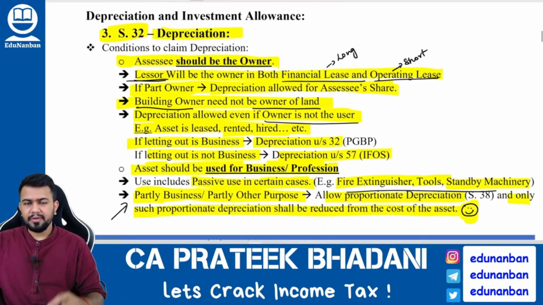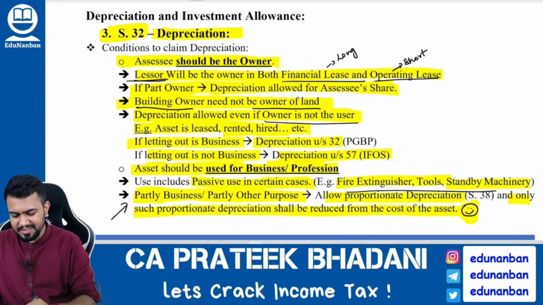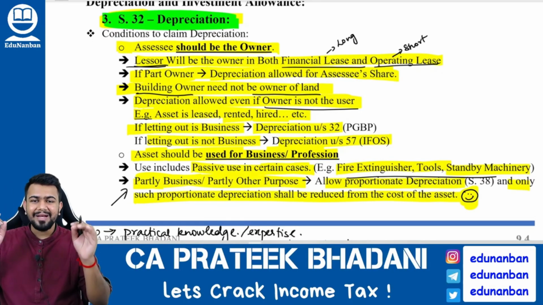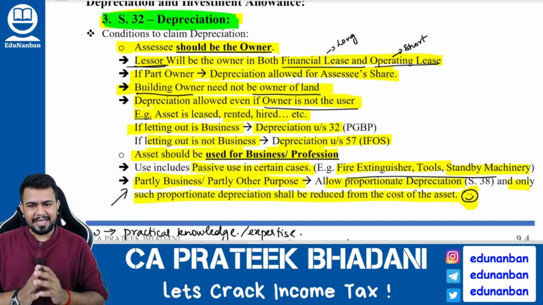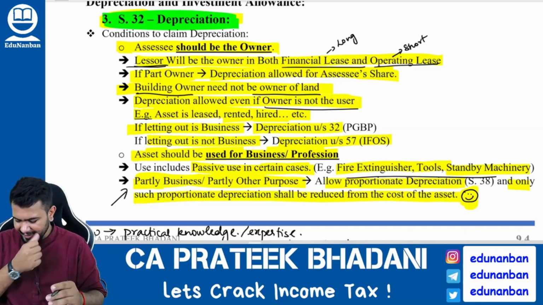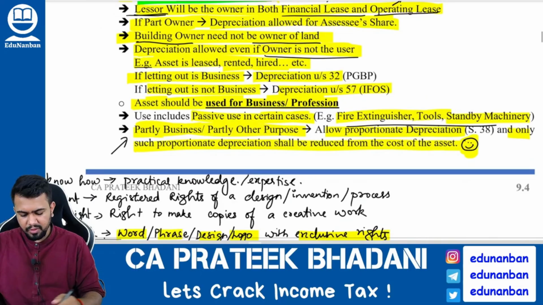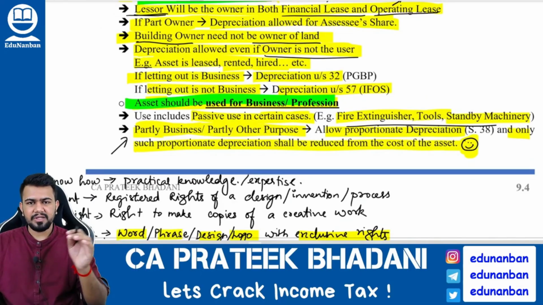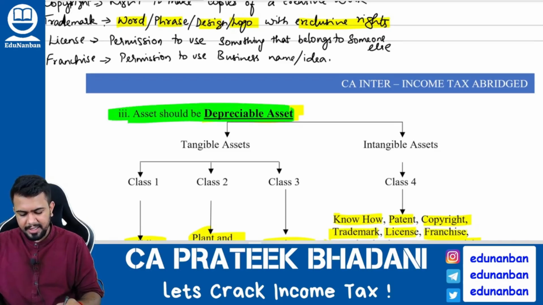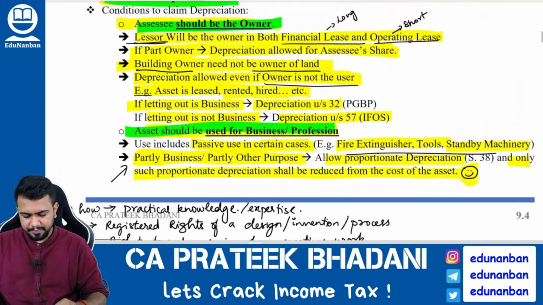Now let us talk about the biggest section in the PGBP chapter, that is depreciation. Section number 32 speaks about depreciation. To claim depreciation under the Income Tax Act, you have to satisfy three major conditions. Condition number 1, assessee should be the owner of the asset. Condition number 2, the asset should be used for business or profession. And condition number 3, the asset should be a depreciable asset.